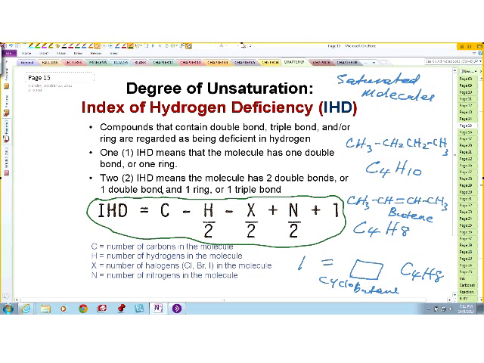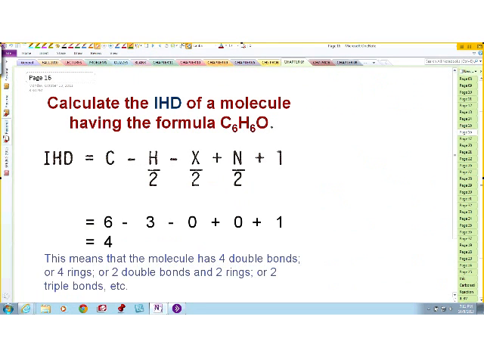Now, if you have a very simple molecule, it is quite possible that you don't need this formula. But if you have a complex molecule, this formula comes in very handy. Okay, let's do a couple of problems.